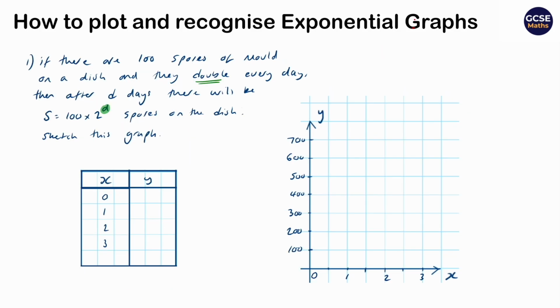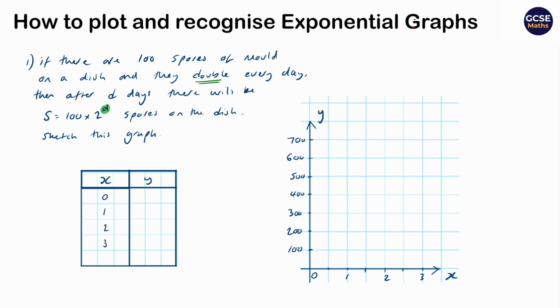Let's have a look at what an exponential graph really is. So this question here kind of summarises really the sort of thing that you're going to see from exponential graphs. So this question says, if there are 100 spores of mould on a dish and they double every day, then after d days there will be s equals 100 times 2 to the power of d spores on that dish. So an exponential graph is all about growth and decay. So when you see the words exponential, you should be thinking about growth and decay. Okay, so let's do this graph then.